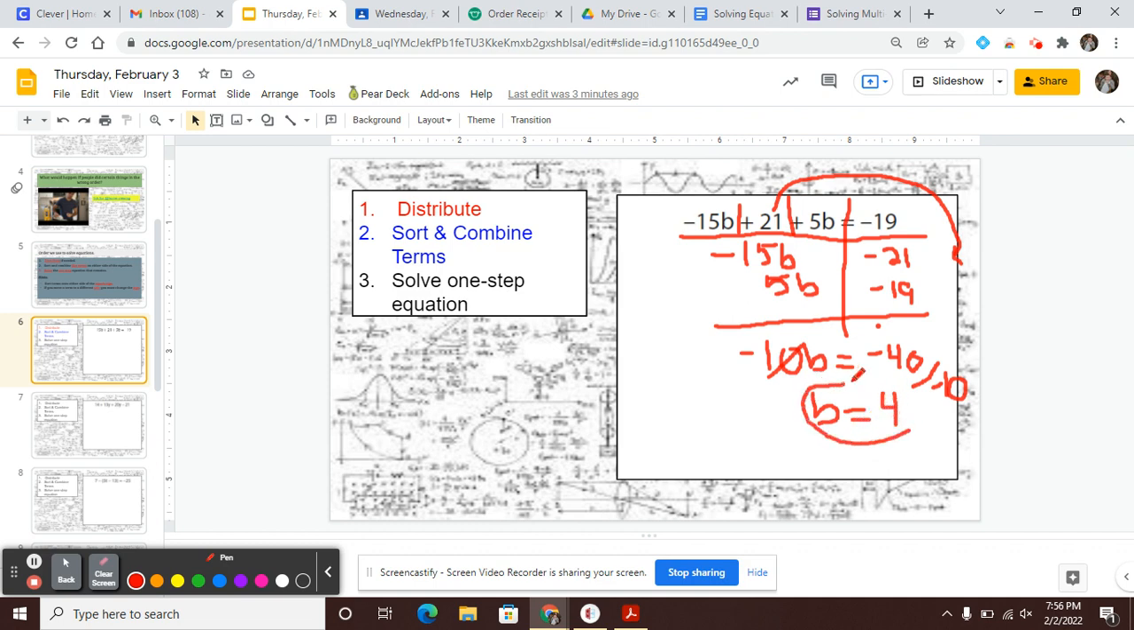And that's my answer. It doesn't matter what type of equation we're working with, that's how we would do it if we just got it on one side. So go ahead and move on to the next slide, and I'll do another video there.